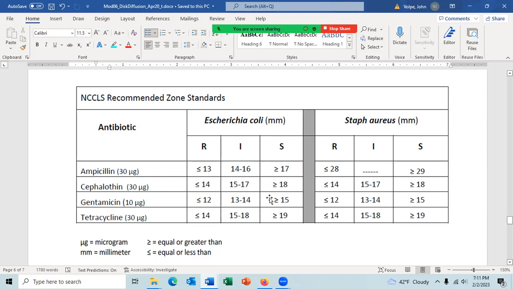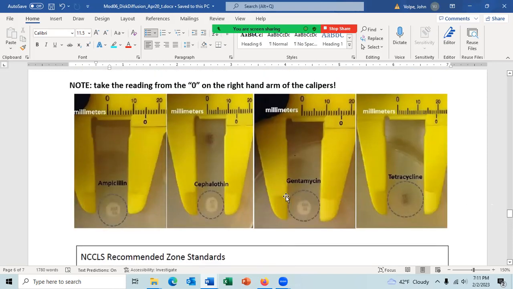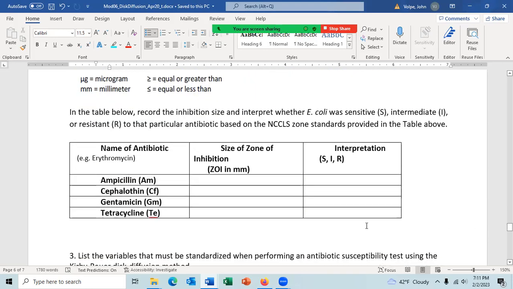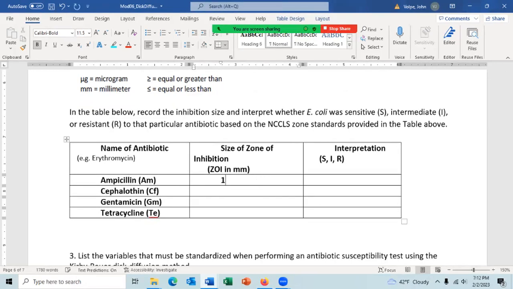Okay, so you'll really only have to use this table because we're only looking at E. coli. And then we have the zone of inhibitions here. So record the measurements of the zone of inhibition in this table here, and you can type it in directly like that. And then give the interpretation. So you go S for ampicillin if E. coli is sensitive to ampicillin, or I if it's intermediate, or R if it's resistant. So put your interpretation and you'll be graded on your answers for this table.